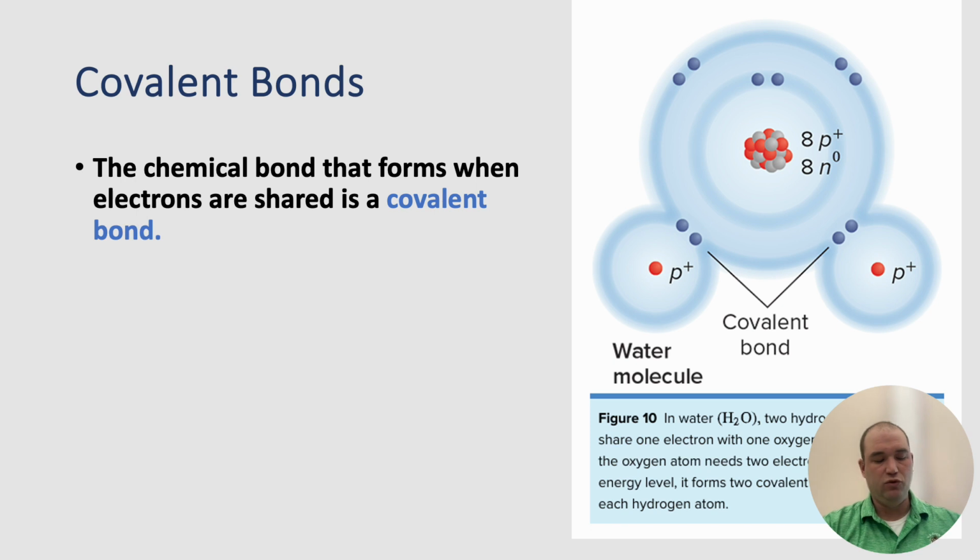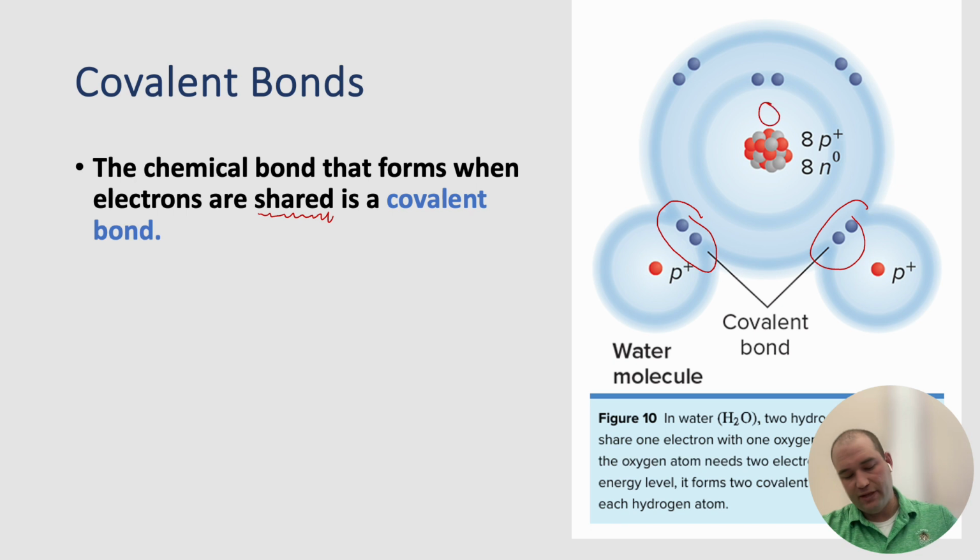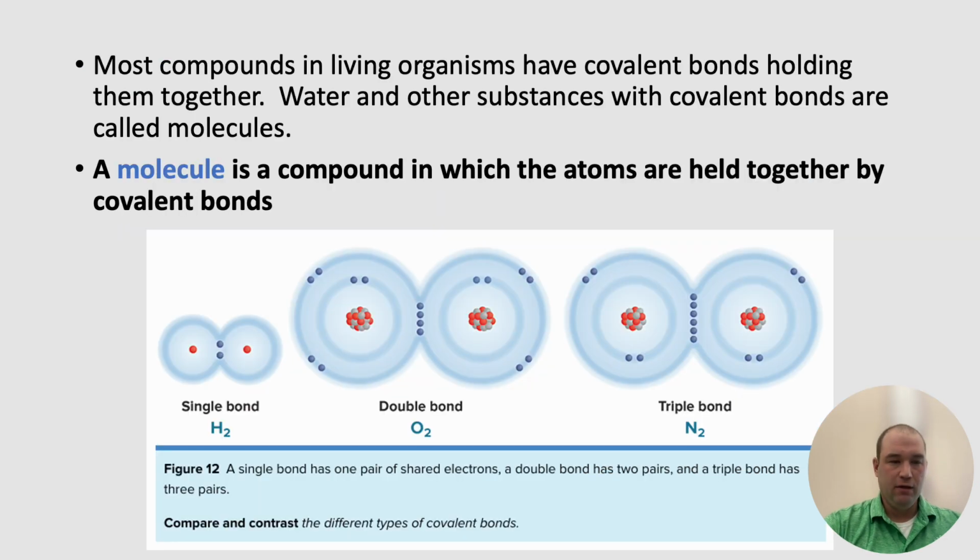Now, the next type of bond that we're going to look at are covalent bonds, and covalent bonds have to do with sharing the electrons. So, in other words, if we take a look at this water molecule over here, what you'll notice is there are two sets of electrons shared between the oxygen and the two hydrogen atoms. Those shared electrons are shared between the hydrogen and the oxygen in order to fulfill each one of their outer valence shells. So most compounds in living organisms have covalent bonds holding them together.